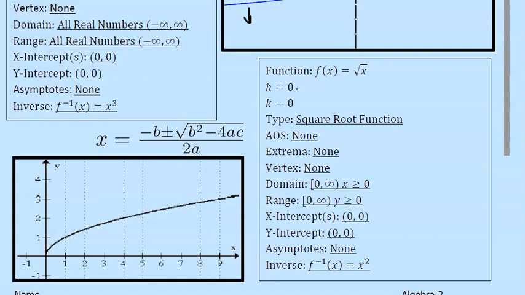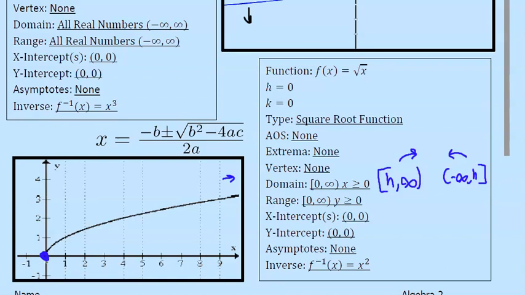Here's the square root function. We have f of x equals the square root of x. H is 0, k is 0 right here. That's your starting point. There's no axis of symmetry, no extrema, no vertex. And then the domain, you're going to take this number right here, and then it keeps going to infinity. So basically we're going to take it from h to infinity if it's facing this way. Now, if it was backwards, it was facing the other way, it would be from negative infinity to h, whatever h is, the starting point here.